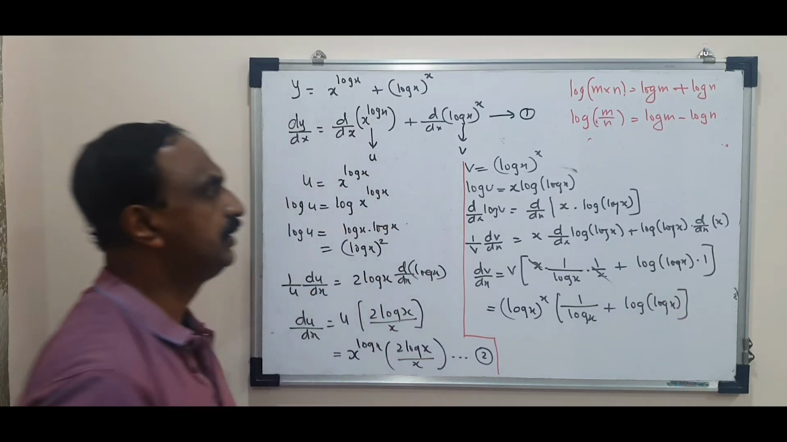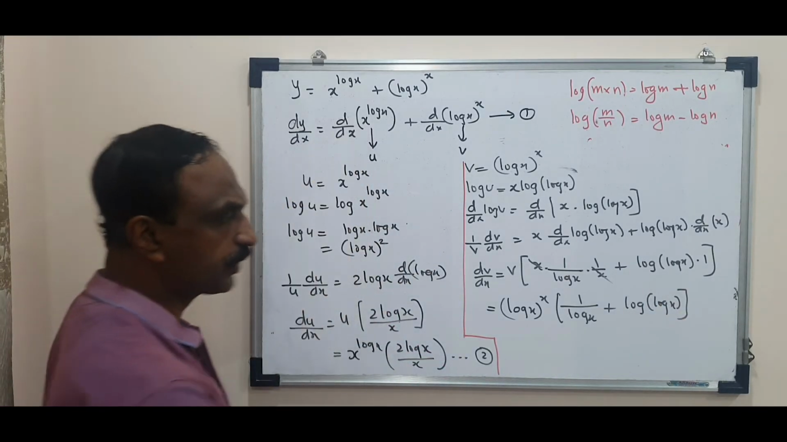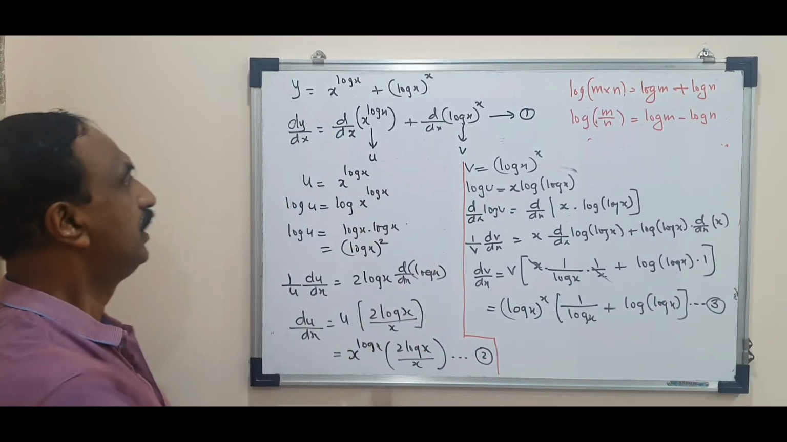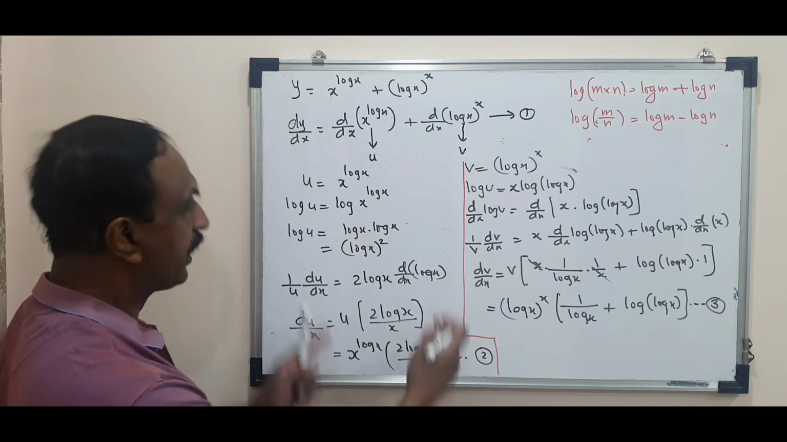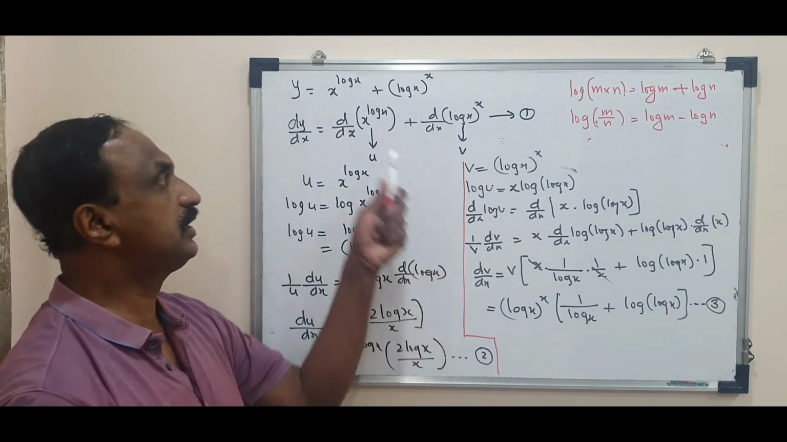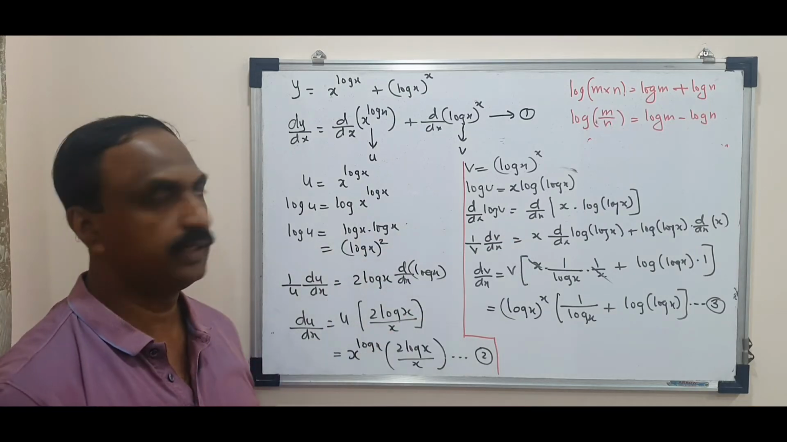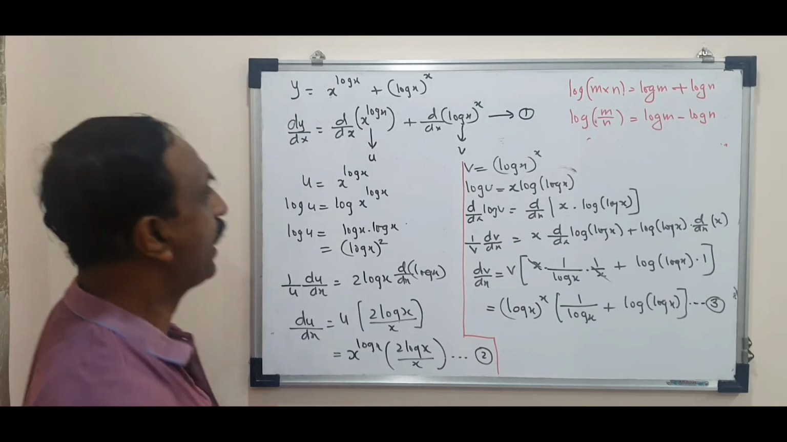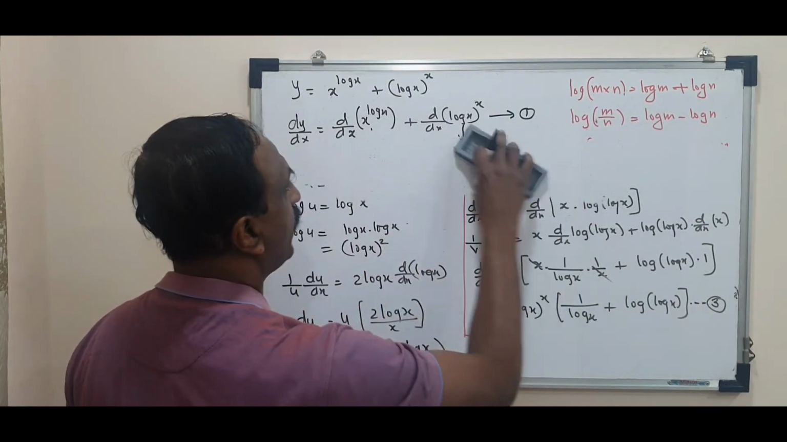So I got the derivative of the first term as equation 2 and the derivative of the second term as equation 3. Now if I replace this over here and this over here, I get my answer. So this is known as separately taking log. That means you differentiate term by term separately and write the answer. So my answer would be, now I'm going to write the final answer.